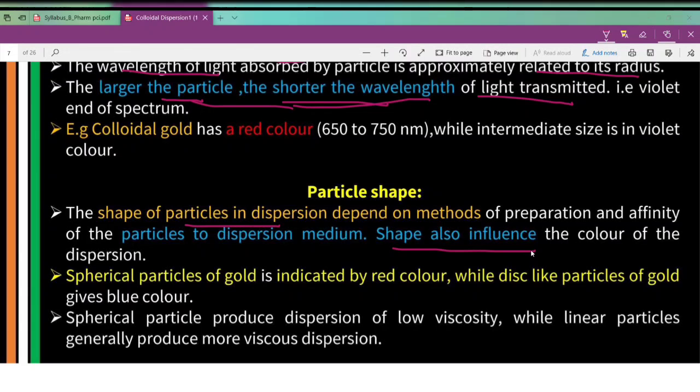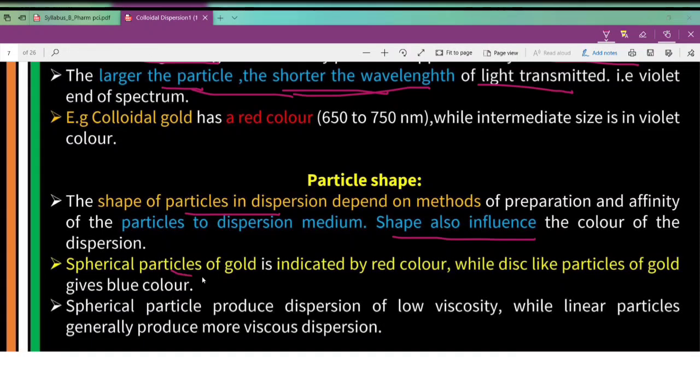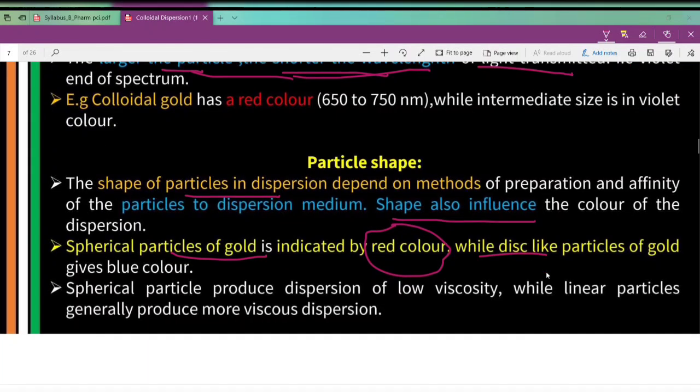How? The spherical particle of gold is indicated by red color. Got my point? If the shape is a sphere, then it will transmit the red color. But if the shape is disc-like in nature, then it will transmit the blue color. Got my point? That is how the shape can influence the color of any kind of dispersion medium.